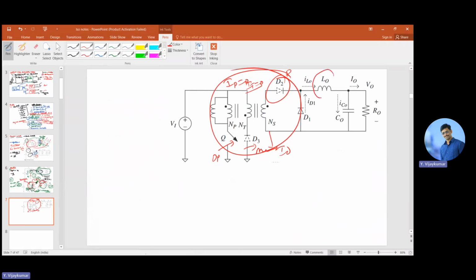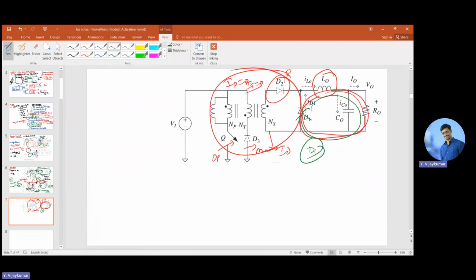But here, what about the energy stored in the inductor? Because of this energy stored in the inductor, it will maintain the current direction in the same way through the diode. So the current is still flowing through diode D1. D1 is going to be forward bias. So these are the three different modes of operation in the forward converter.